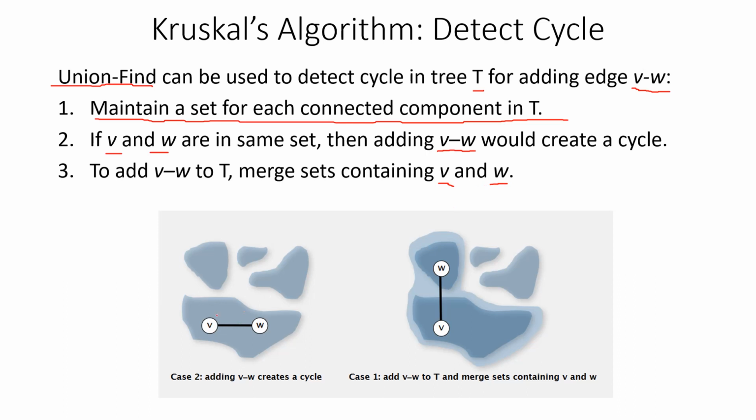For example, here in this image, we have one set with 2, 3, and 4, and here the two vertices are in the same set. Because they belong to the same set, if we add an edge between them, we will create a cycle. And here, if W were located in a different set, and there is an edge between them, then there wouldn't be any cycle, but after adding this edge into our minimum spanning tree, we will get a new merged set.